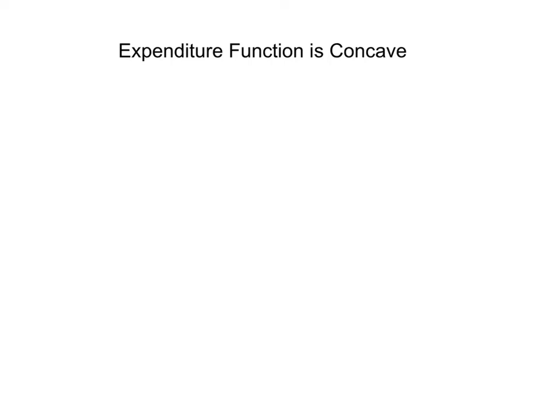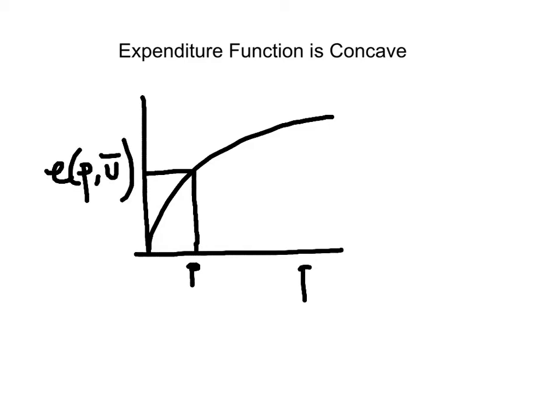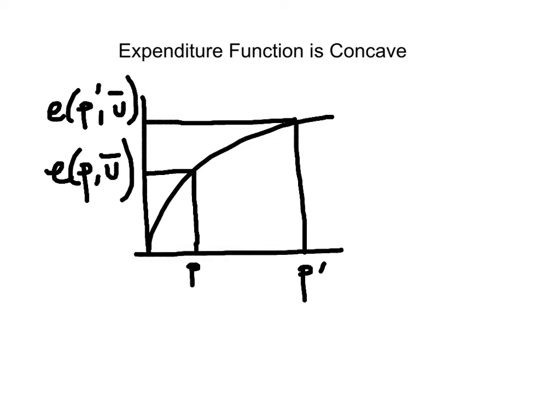An interesting property of the expenditure function is that it's concave in prices. So I have to show that if I pick a certain price level P right here, I'm getting a certain expenditure. The utility here is fixed. And then at P prime, I'm getting another expenditure. This is the least amount I have to spend to get to utility U bar.